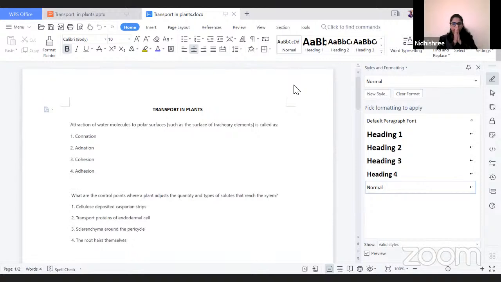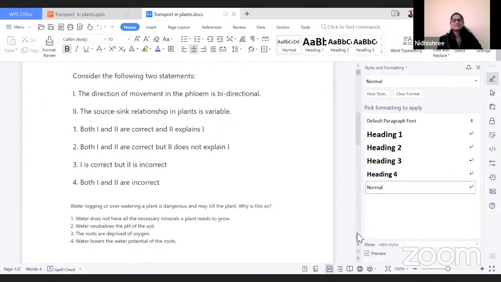Dhamini, option B. Samar, option B. Okay, so the right and quick answer is given by, again, a girl, Dhamini. Transport proteins of endodermal cell is the right answer. Great going. Okay, so the next question goes like this.